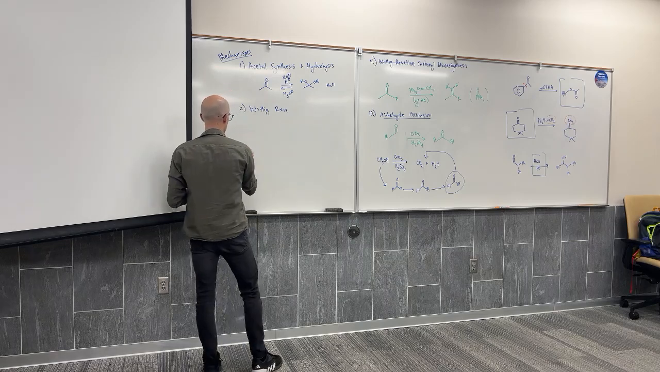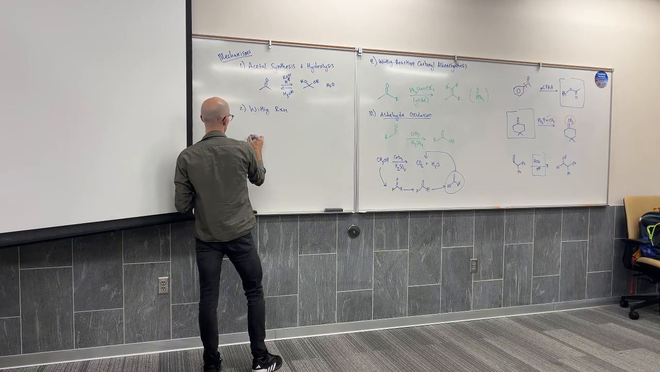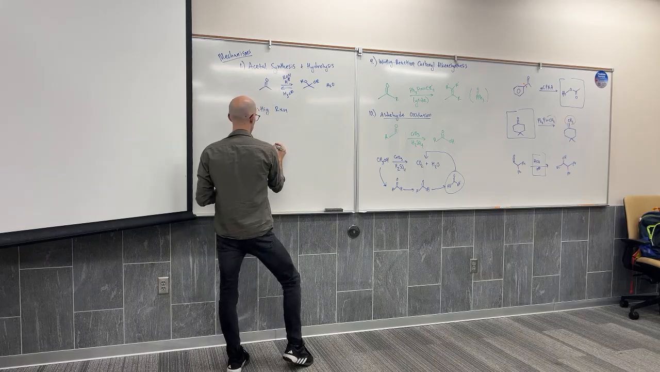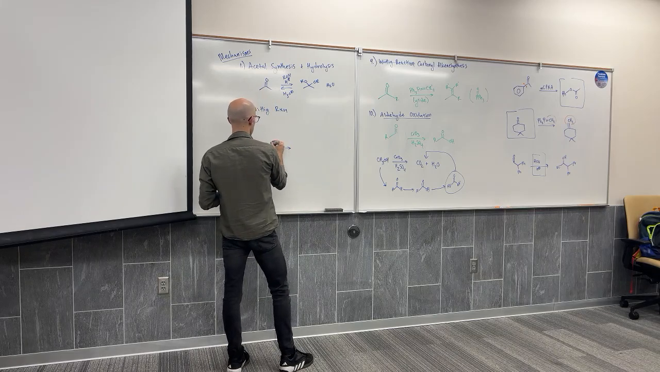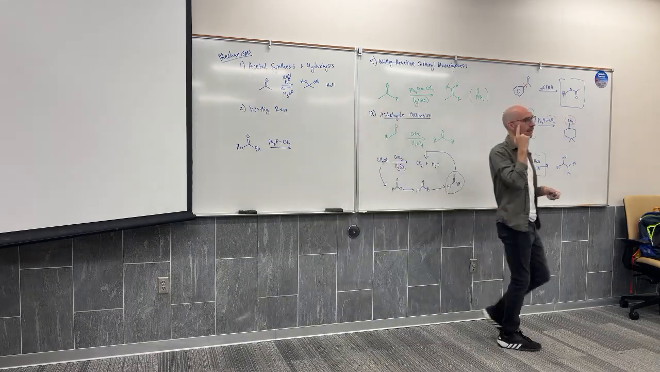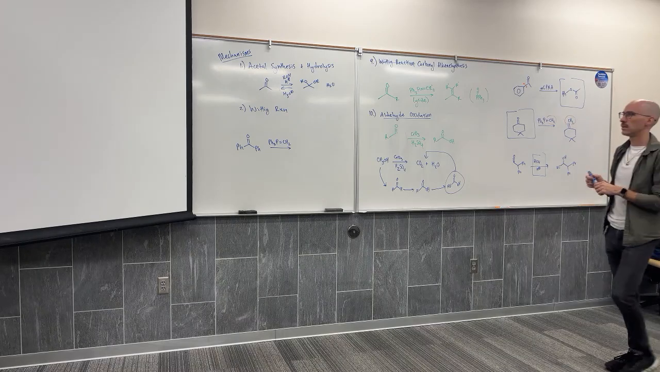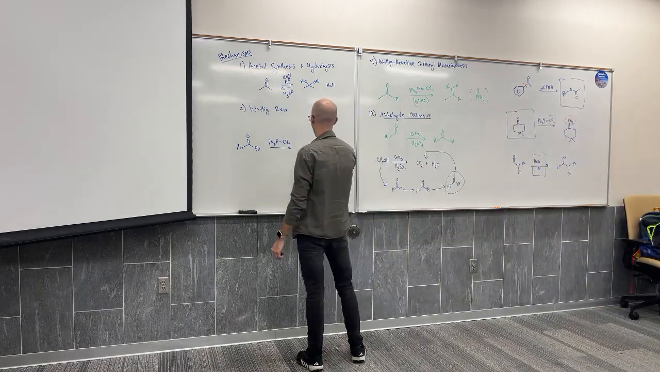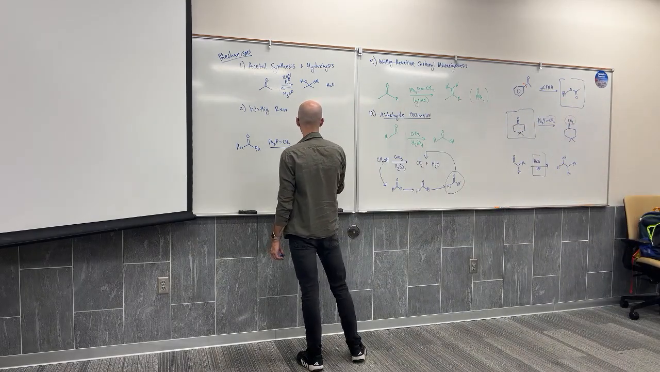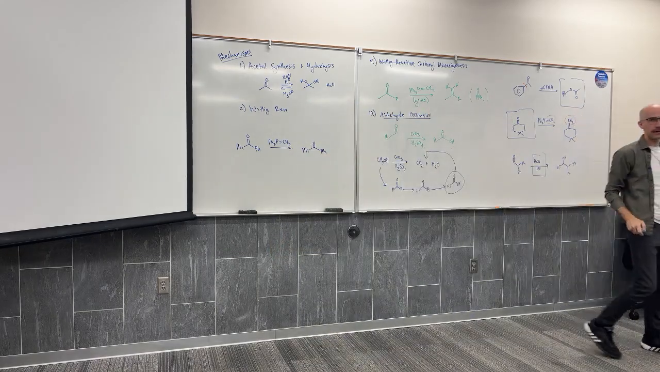So I want to show you guys how we can take benzophenone and we can react it with this smallest ylide, the methylene ylide, the CH2. And we can use that to form 1,1-diphenylethylene.